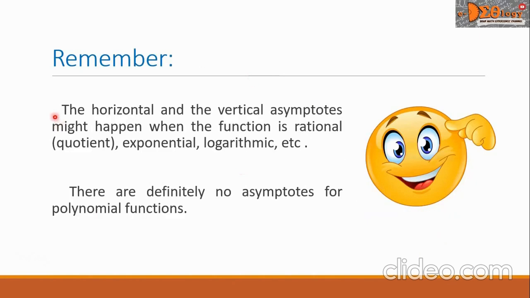Remember, horizontal and vertical asymptotes might happen when the function is rational or quotient, exponential, logarithmic, etc. There are definitely no asymptotes for polynomial functions.